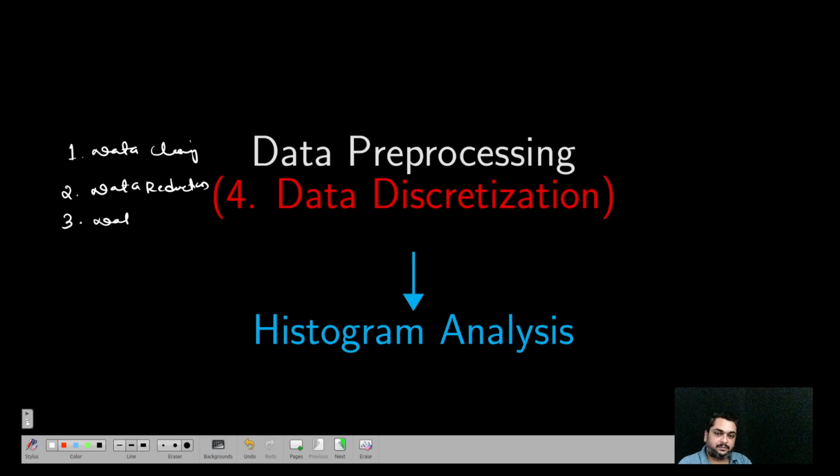Then data transformation. In data transformation, we saw the normalization techniques like min-max, z-score, and then decimal scaling. The last step, the data discretization. The first approach we have seen is the binning approach, and the second approach is the histogram analysis. Let us try to understand what exactly this is.